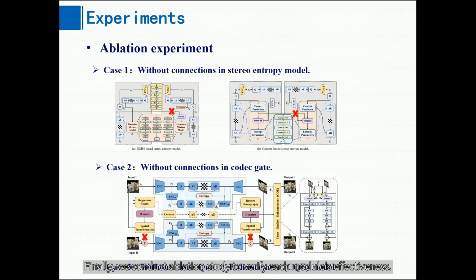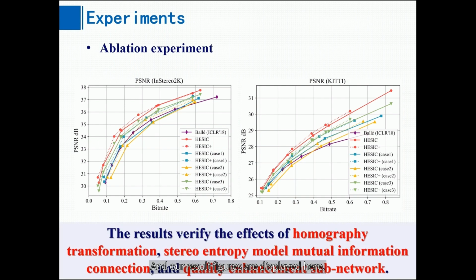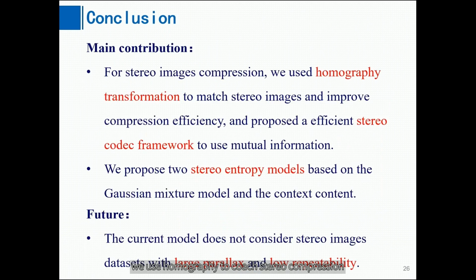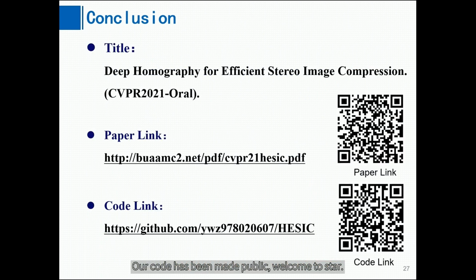Finally, we conduct an ablation study to verify each module's effectiveness, and our result figures are displayed here. In conclusion, we use homography to coach stereo compression and change the entropy model to use mutual information. In future, we will focus on stereo image datasets with large parallax and low repeatability. Our code has been made public.